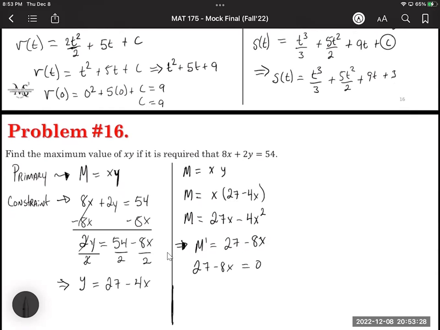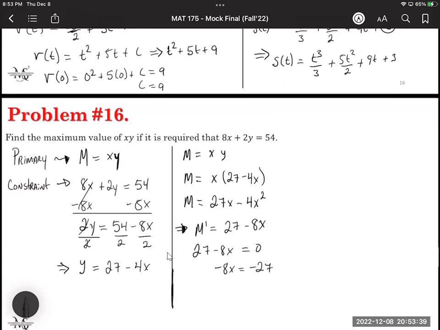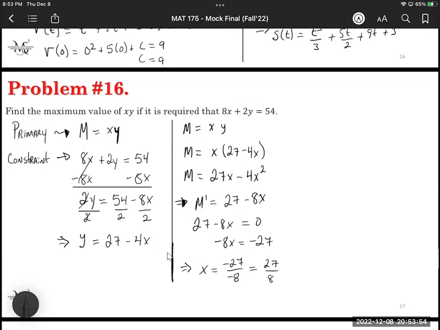You solve for x. You can subtract 27 on both sides. This gives you negative 8x equals negative 27. Then you divide by negative 8 on both sides, and you're going to get x equals negative 27 over negative 8. And you can reduce this, right? 2 negatives always make a positive. So 27 over 8 is the value of x. So now since x is equal to 27 over 8, you solve for y.